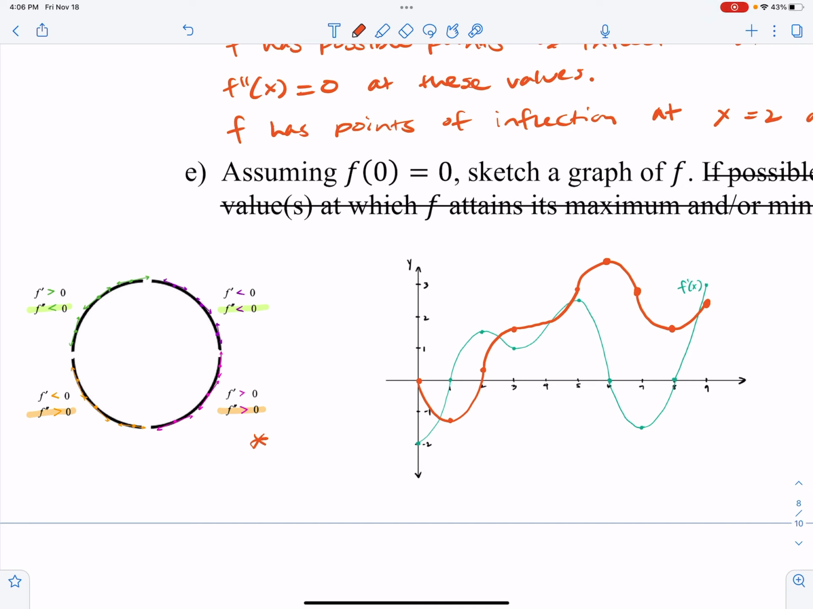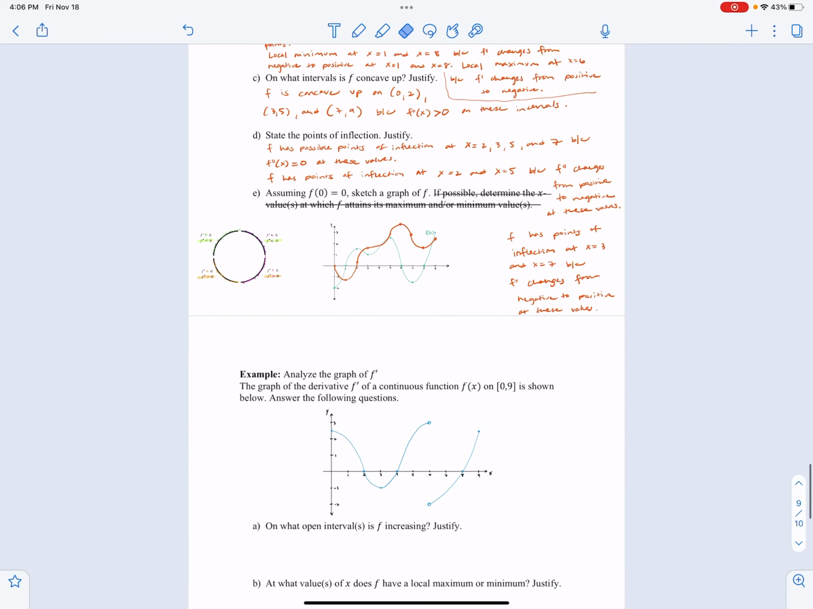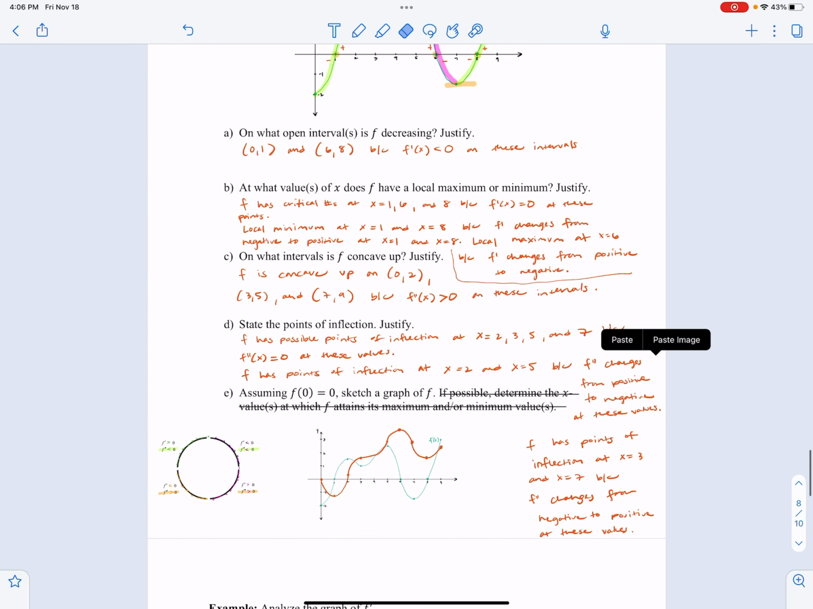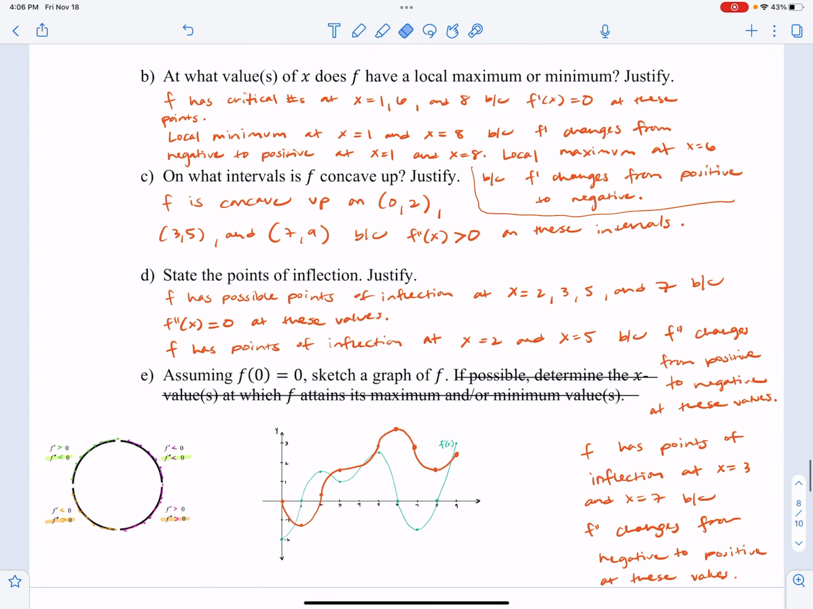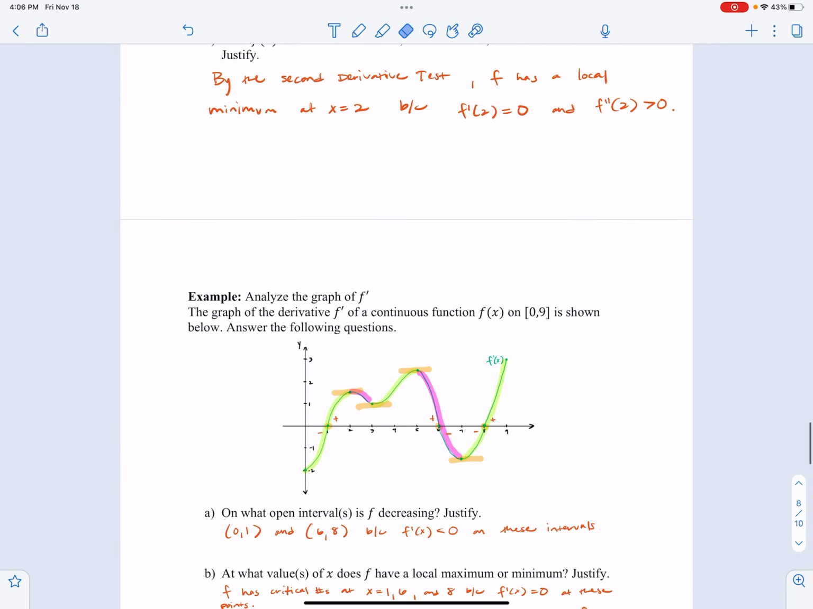The graph, this is a sketch of a possible graph. We only know that first point (0, 0). And then I'm going to save this last example as a warm-up for us when we get back from break. So these were just a few more examples, getting you thinking deeper about the first and second derivative and concavity and points of inflection.